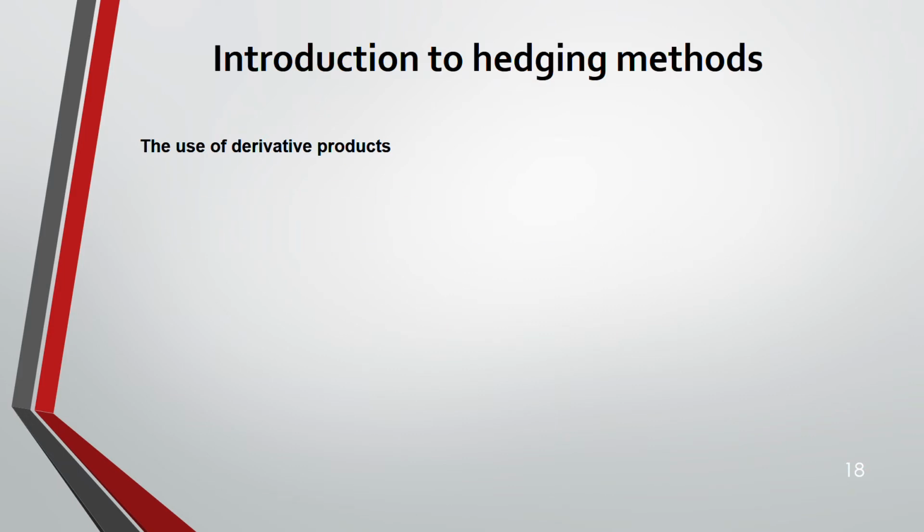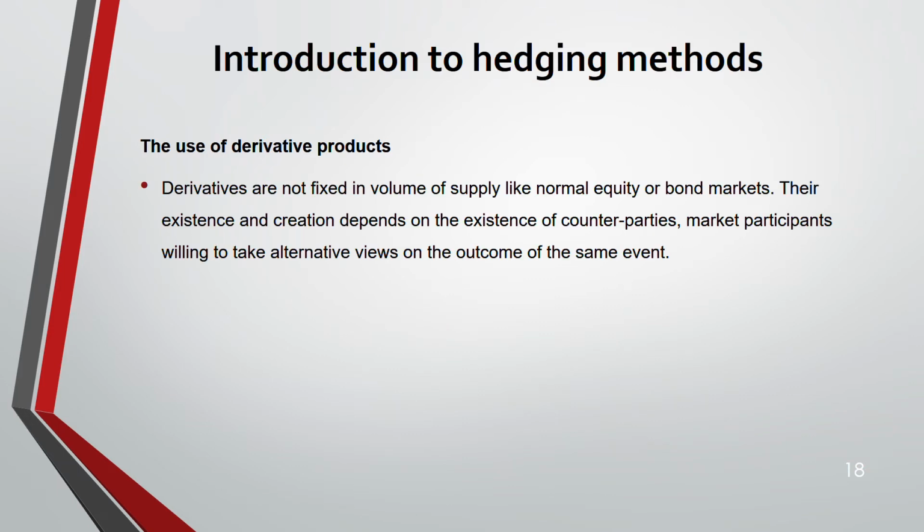Use of derivative products. Derivatives are not fixed in volume like the supply of normal equity or bond markets. For example, if you are taking a loan, let's say a 10 million loan, that loan is fixed, no? The size of that loan is fixed at 10 million. So you're going to get that 10 million. Derivative is not like that.